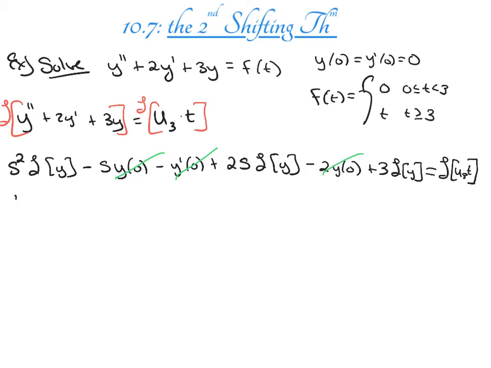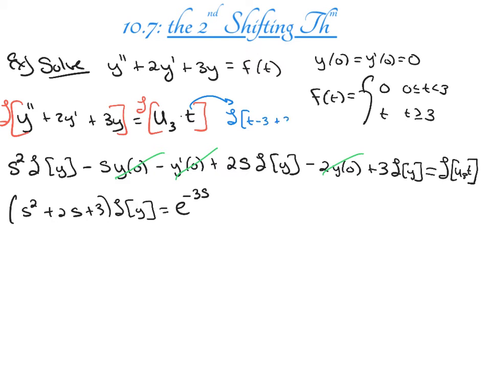So let's write this. S squared plus 2s plus 3 times the Laplace of y is equal to, okay, the Laplace of the unit step function at 3 times t. So that will be e to the negative 3s. The t, dang it, doesn't have the shift we're looking for. So it should be the Laplace of t, it was t minus 3 and then plus 3. So the Laplace of t minus 3, so times the Laplace of t plus 3.